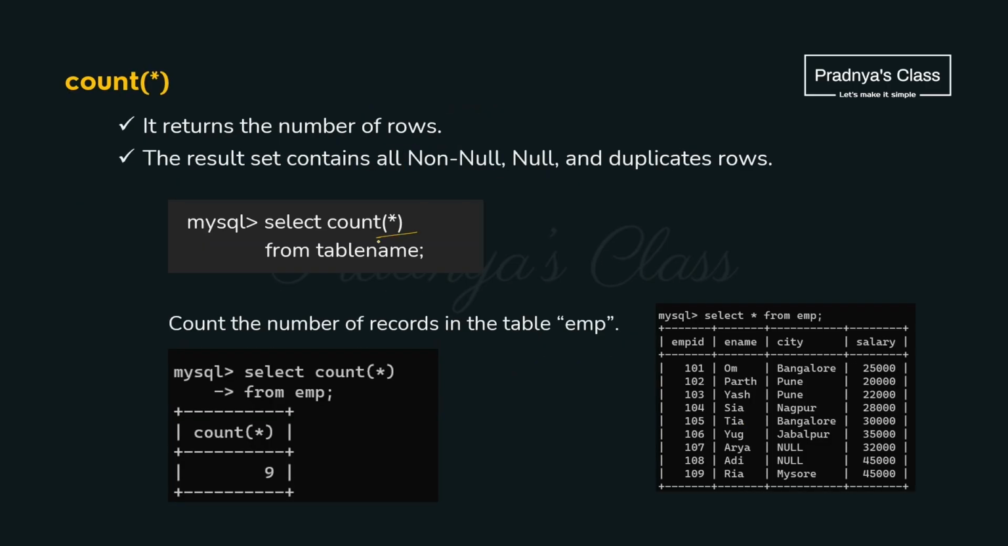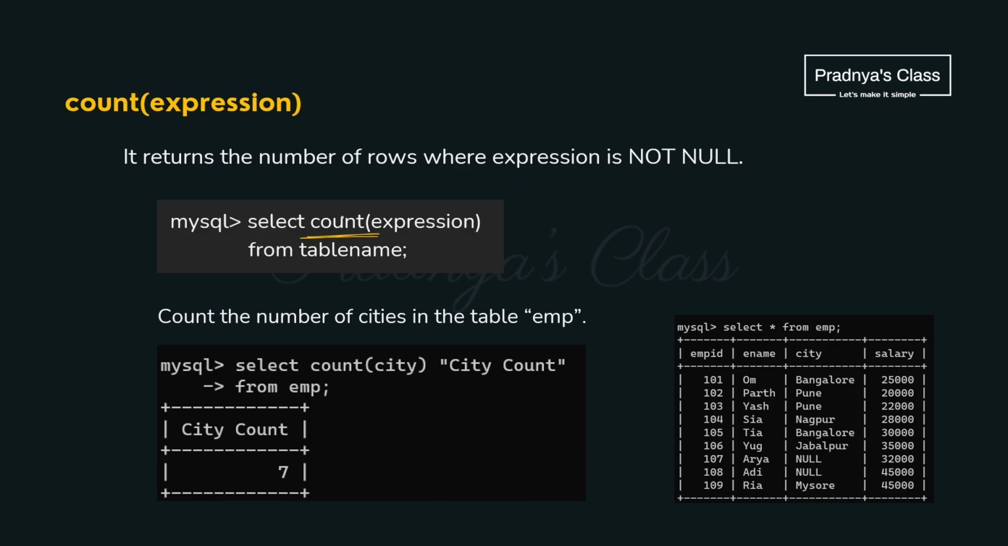So if we are writing count star, it will consider everything. It means it will consider nulls and it will consider duplicates. Here is the second variation of count, count expression. Look at the example. We are applying count on city. We got the output as 7 because in this case the null entries are not considered.